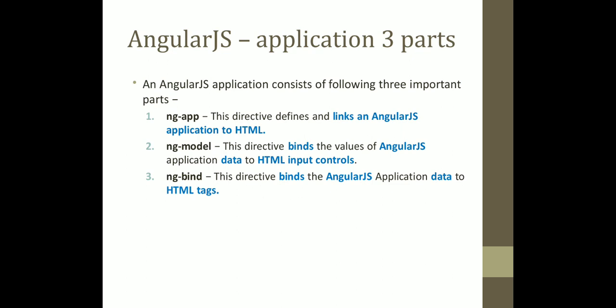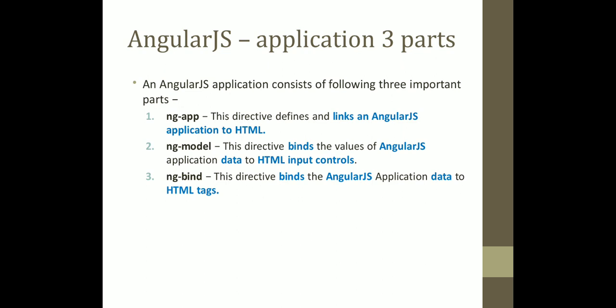Basically, as told, the AngularJS application is consisting of three important parts, that are ng-app, ng-model and ng-bind. So how these are working with the MVC architecture, that again we will see. Okay, so ng-app directive, I have told before, it is used to add the applications to HTML. Okay, so how these applications are used is this directive defines and links the AngularJS application to HTML. Okay, so what ng-app will do, it will define and link the AngularJS application to HTML.